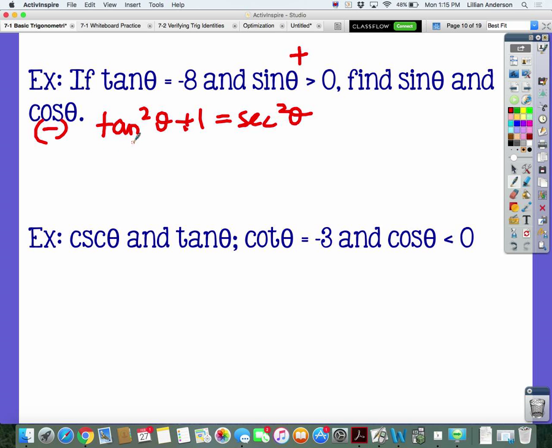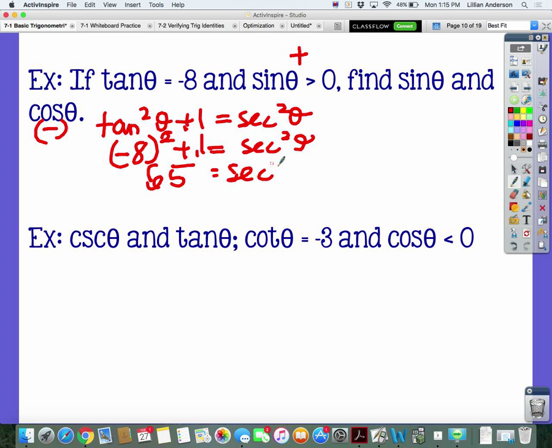So since we know that tangent theta equals -8, we're going to plug that in, and then we're going to square -8. We'll add 1, and we'll set that equal to secant squared theta. Now -8 squared is 64, plus 1 is 65. And in order to get it just being a regular secant and not a secant squared theta, we have to take the square root of both sides. And remember, whenever you take the square root of a number, it's always plus or minus.